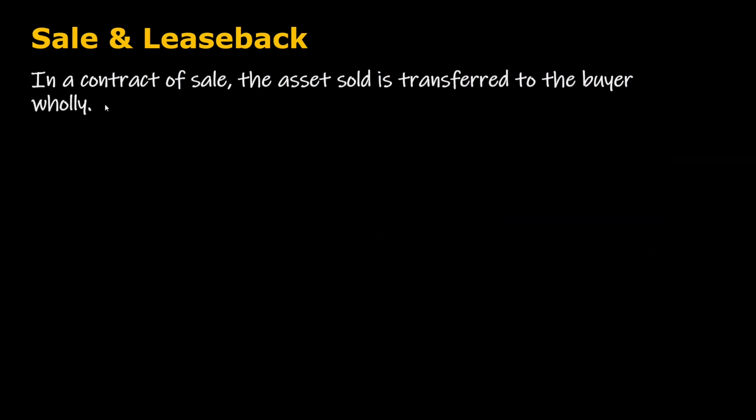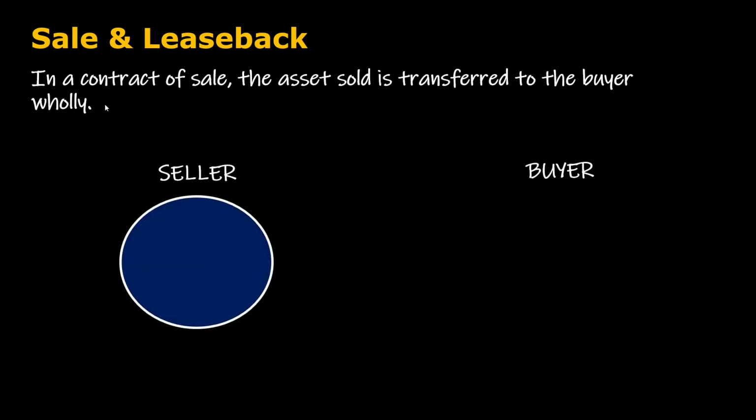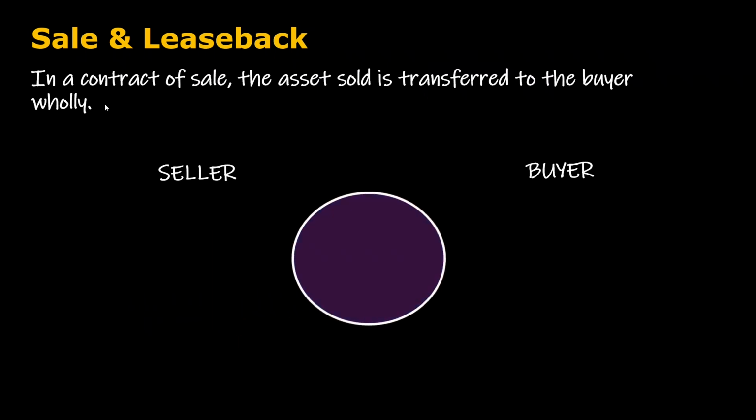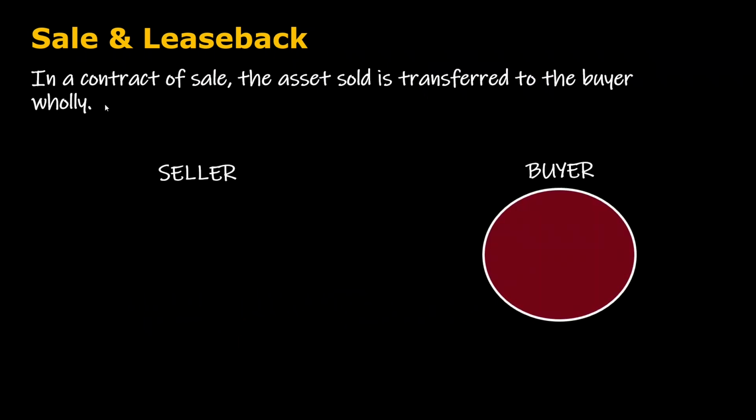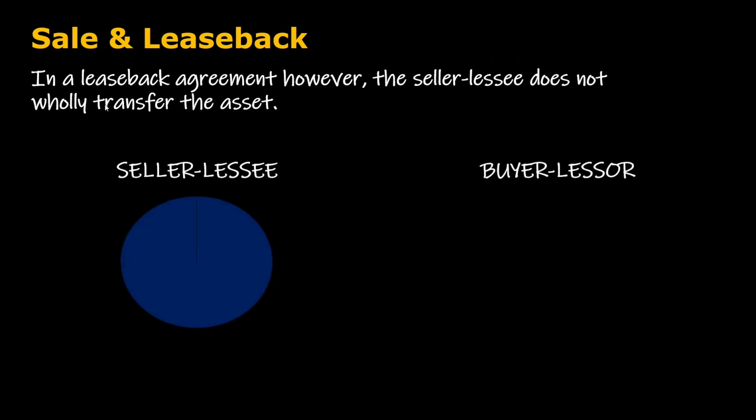So let's have a side-by-side comparison of what is happening in a sale and leaseback in comparison to a sale. In a contract of sale, the asset sold is transferred to the buyer wholly. So if this is our illustration that I'm using, between the seller and the buyer, after the sale is completed, that asset becomes the buyer's property in whole. Now when we compare that to a leaseback agreement, the seller-lessee does not wholly transfer the asset.